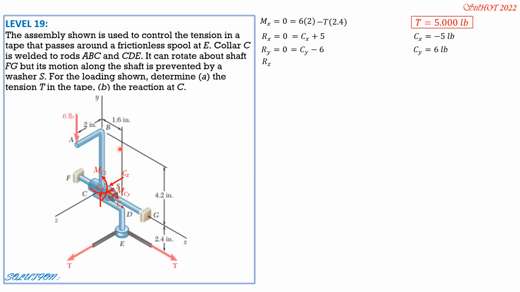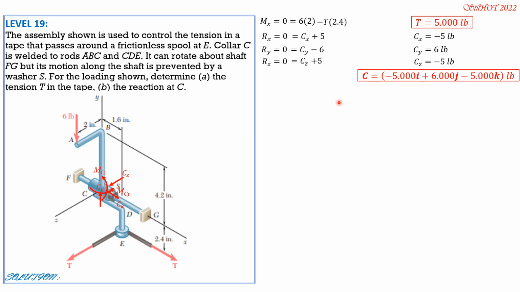Then Rz equals 0, and we have Cz plus 5 equals 0. So Cz is also negative 5. Therefore, the component reaction forces at C in vector form is quantity negative 5i plus 6j plus negative 5k pounds.